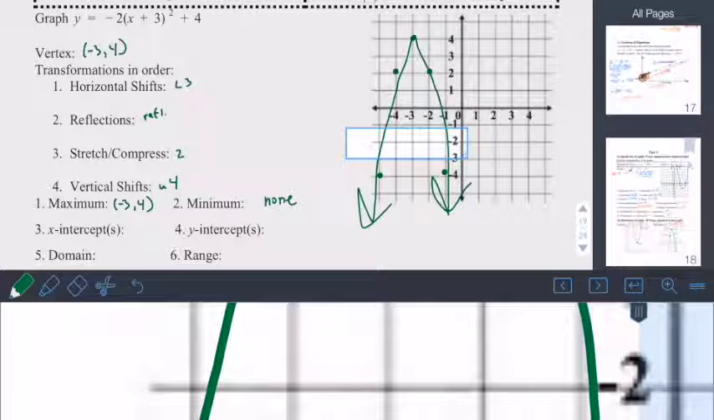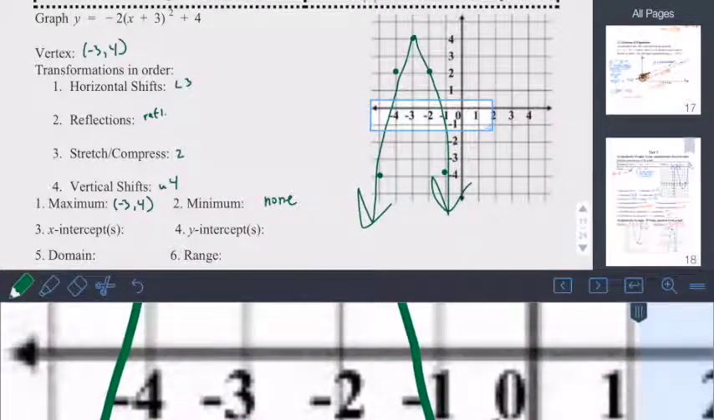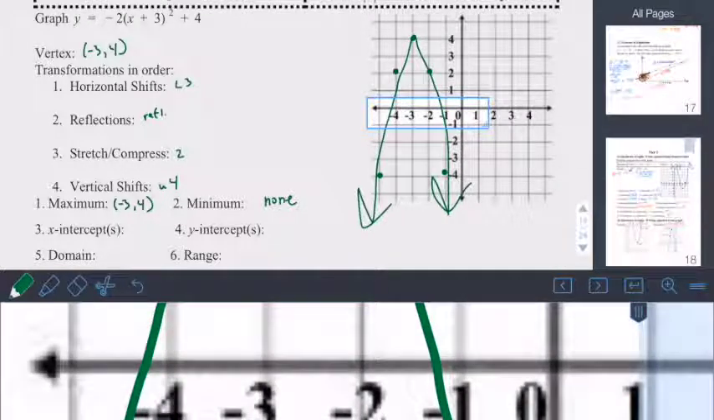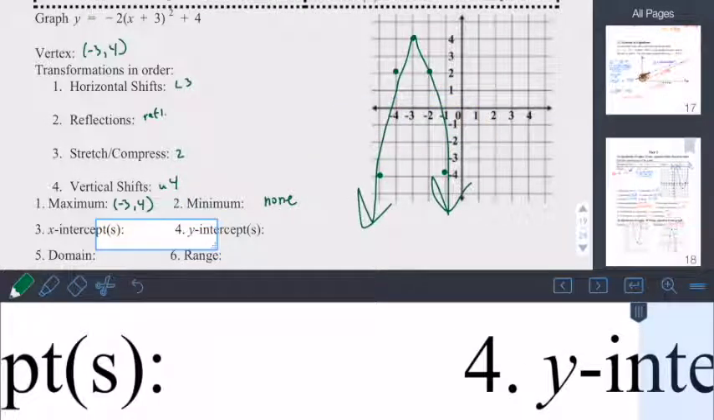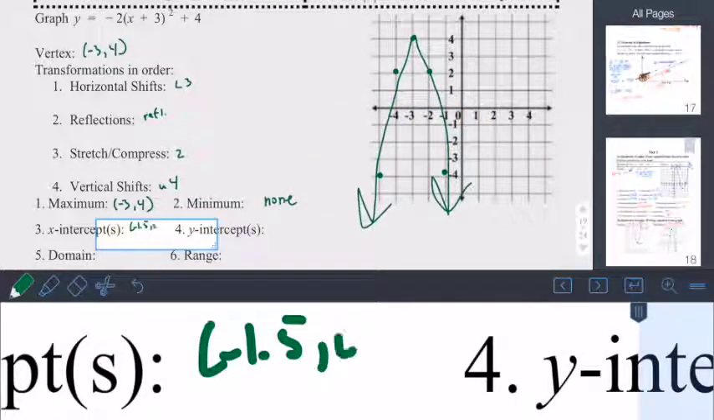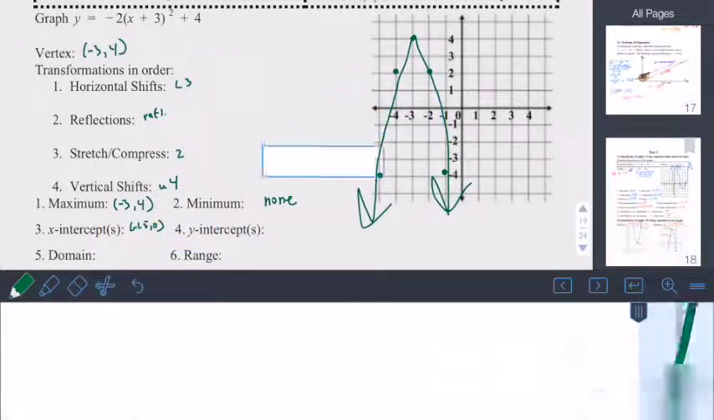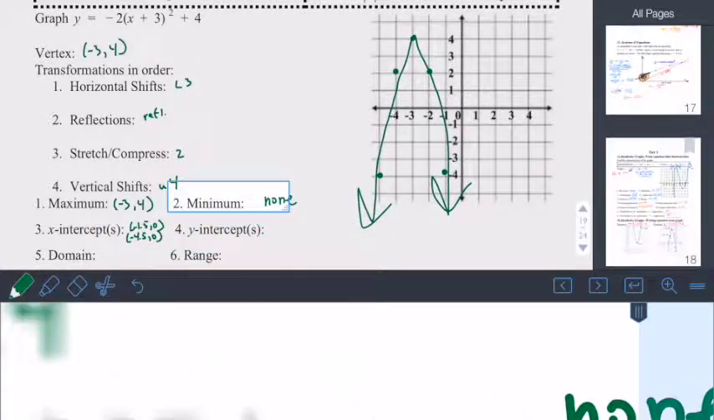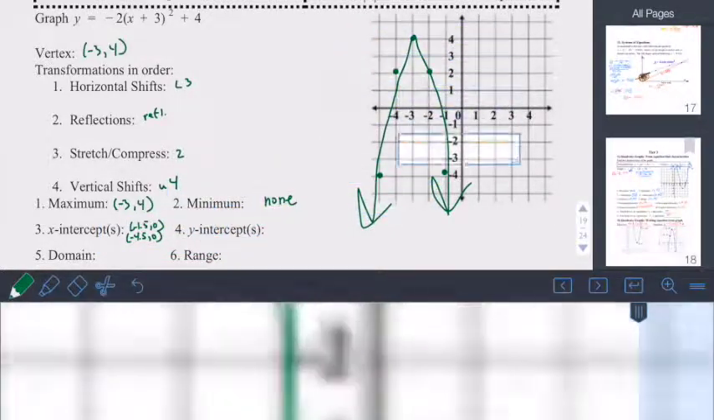Our x-intercepts, I'm going to approximate them. I don't know for sure, but if I drew a better one, I'm going to say it would be negative 1.5 and negative 4.5. Again, I don't know exactly because I haven't actually done the math.